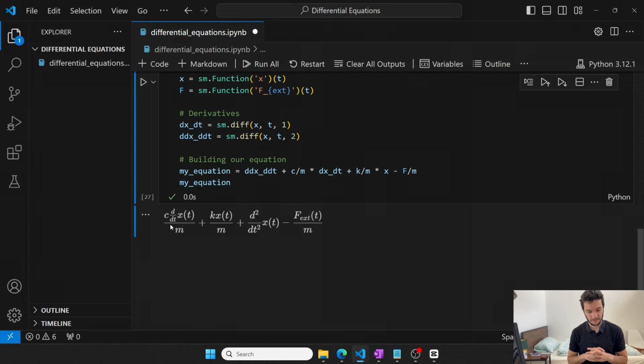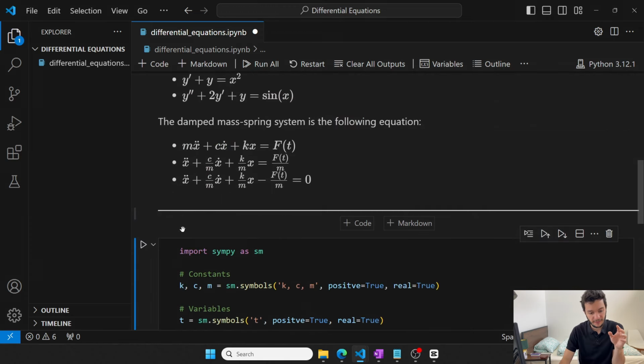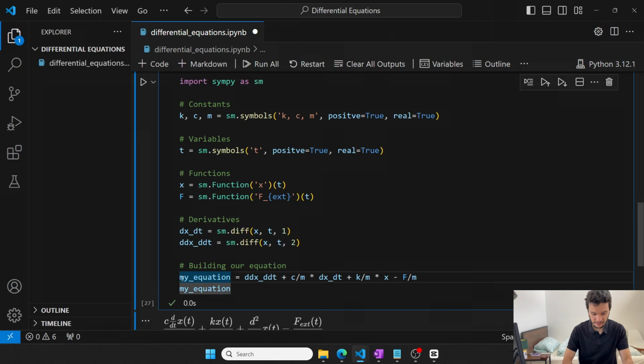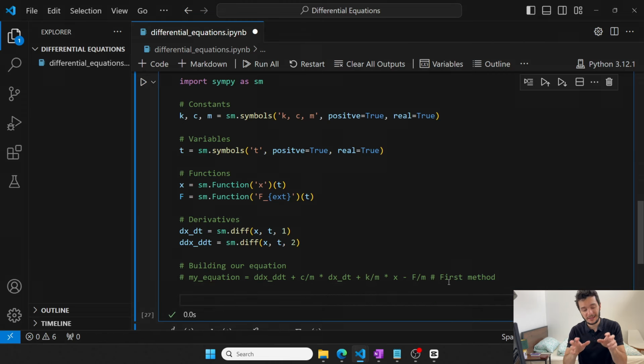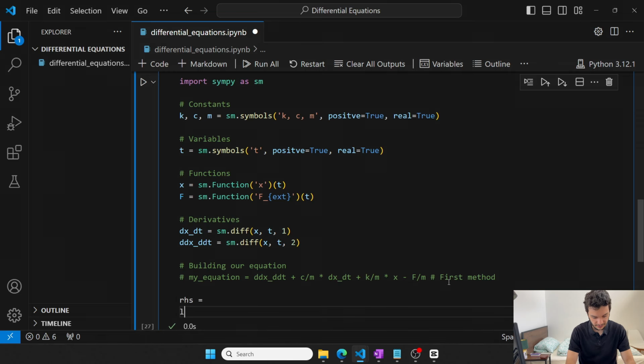Now, this is one way to do it. Another way is, instead of putting everything to one side, what you can do is use an equation class within SymPy that will take as input this right-hand side and this left-hand side. So let me actually do this. Let me comment this out saying this is the first type. So first method, for example. The second method is to define the right-hand side and the left-hand side. I can say here, right-hand side is equal to, and left-hand side is equal to.